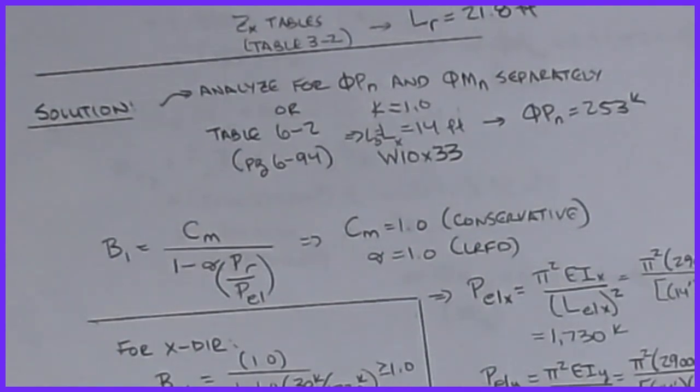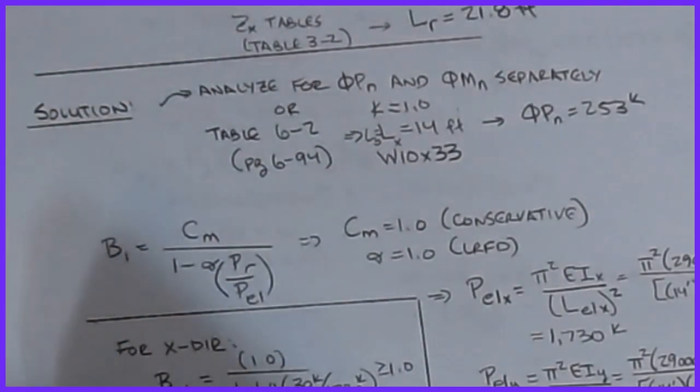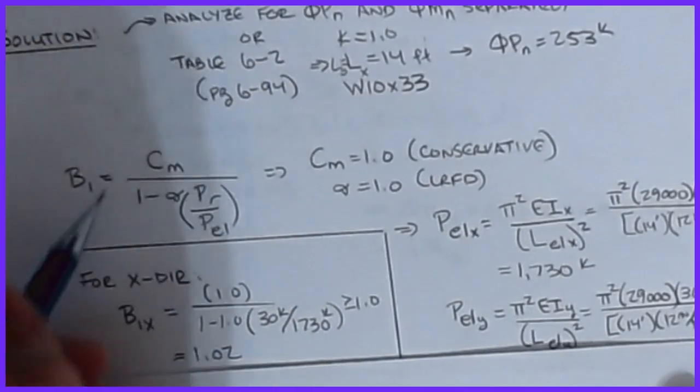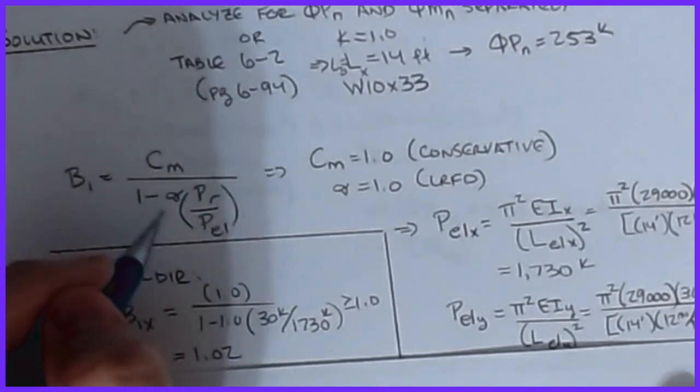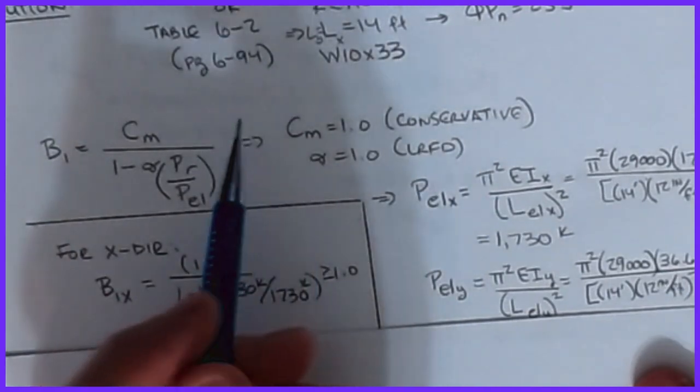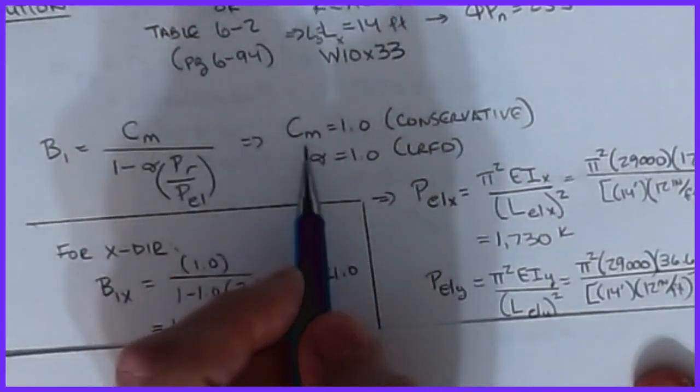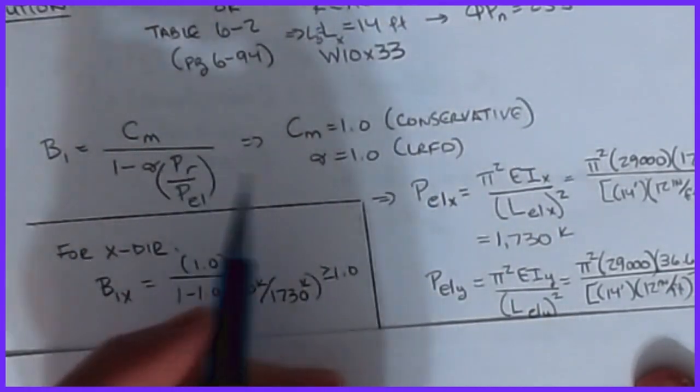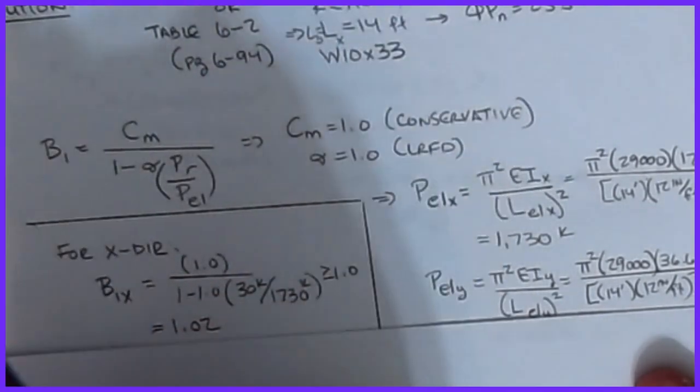All right, so now here's how you calculate those coefficients. We're going to start off with B1. So we're going to take B1, that's equal to Cm over 1 minus alpha times these two ratios. We're going to do that for each direction. For Cm, we're going to take it as 1.0, that's conservative, as we talked about. Alpha is 1.0 because it's the LRFD method.